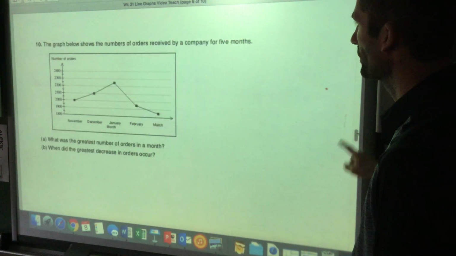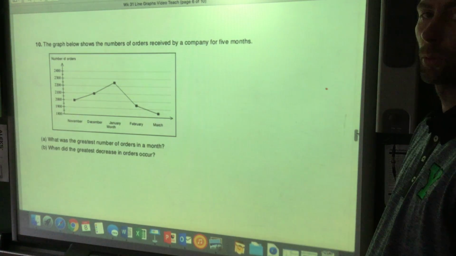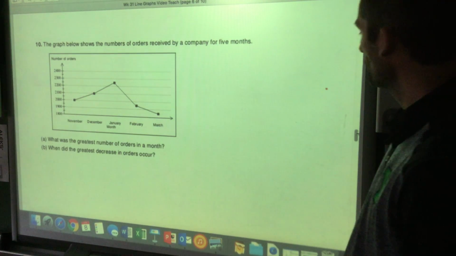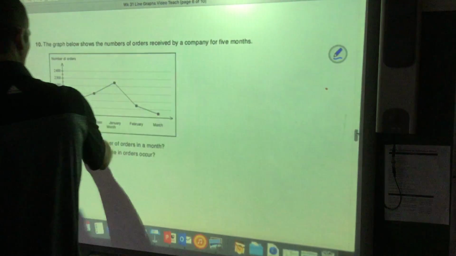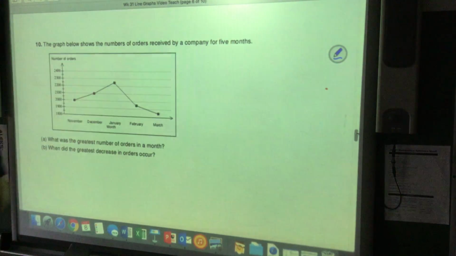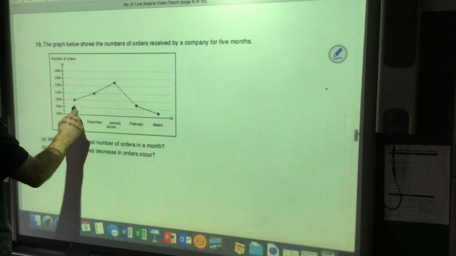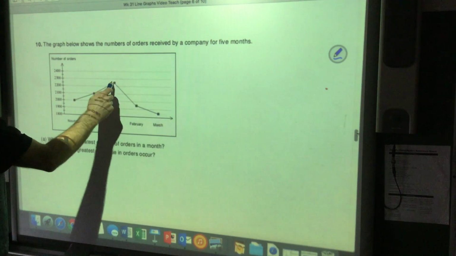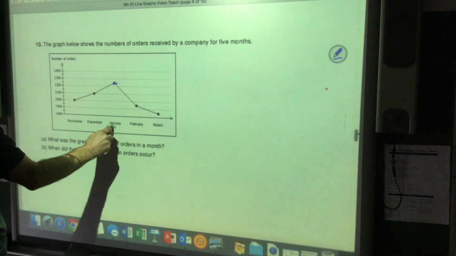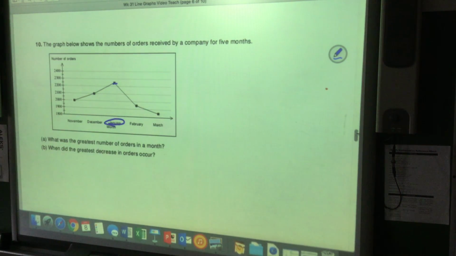Okay, last one, we gotta interpret this. The graph below shows the number of orders received by a company for 5 months. So here's the months. Here's the number of orders that they received. What was the greatest number of orders in a month? So to know the greatest number of orders, I'm gonna look for the peak, whichever one's the highest. Clearly this, January.